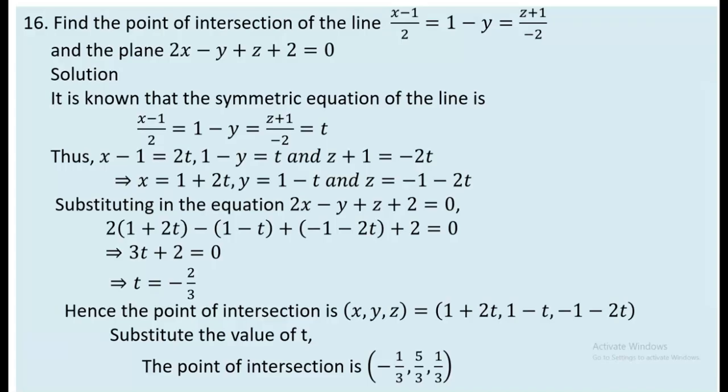So do you confirm that the obtained answer is right or not, students? What you need to do is substitute x equals minus 1 over 3, y equals 5 over 3, z equals 1 over 3 in both the line and the plane equation. It must satisfy, and you can verify that on your own. This is how it can be done.